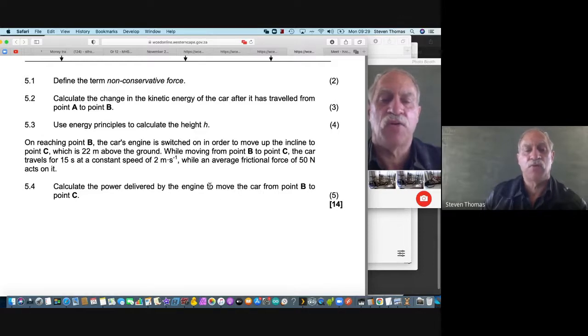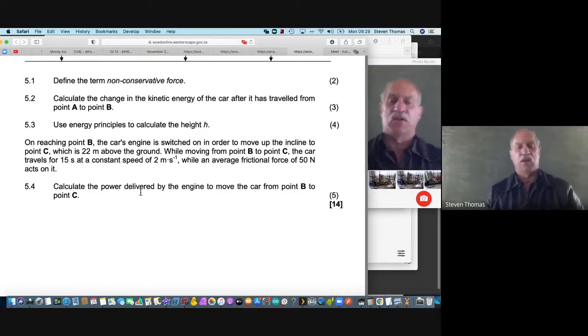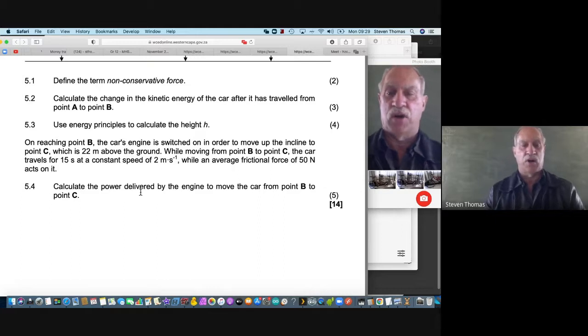Now you know the work applied by the engine. How do you change work into power? Power is work done divided by time. They told us it travels for 15 seconds. So you now know the work by the engine. You divide it by the 15 seconds and you get the power of the car.